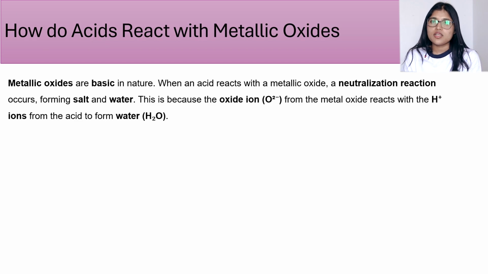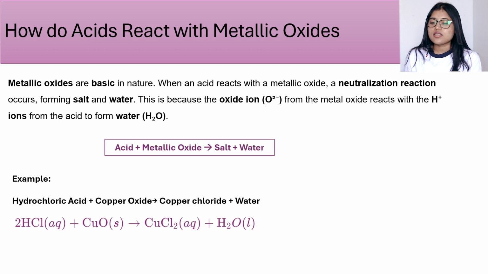The reaction between acids and metal oxides also results in the formation of salt and water because metal oxides are basic in nature, and the oxide ion, that is the O2- ion from the metal oxide, reacts with the H+ ion to form the H2O molecule. An example for this is hydrochloric acid and copper oxide, which results in the formation of the copper chloride salt and water.